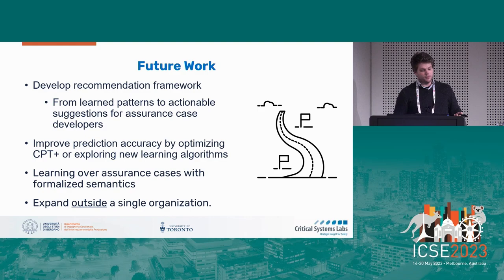So of course, we'd like to improve the accuracy of our recommendation system, of our prediction algorithm. But we'd like to think about doing that in some maybe interesting ways. There are formal semantics we can assign to goal structuring notation. We can take advantage of those. We'd like to expand this from outside a single organization and a single developer and see if we can transfer models, prediction models, across organizations.